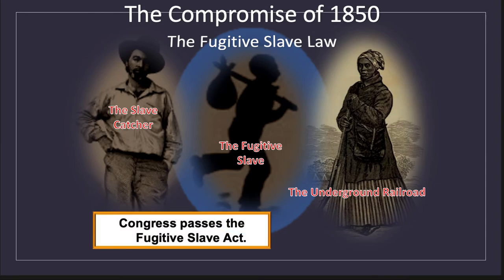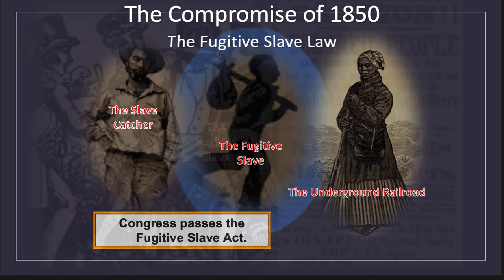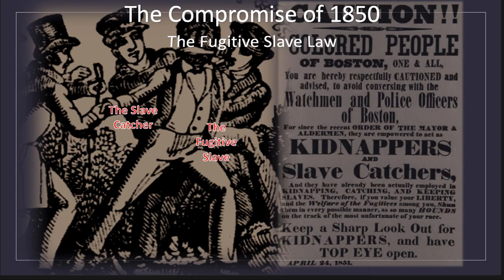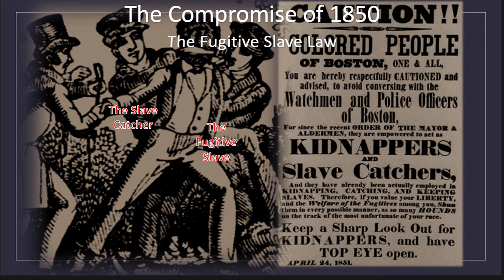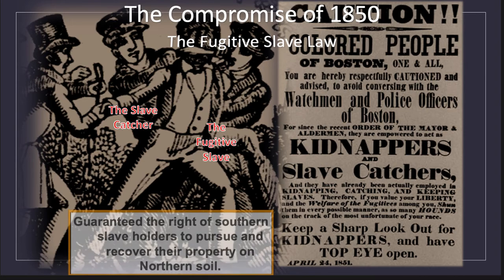The North comes to really resent these fugitive slave laws because they don't want to. A lot of the abolitionists, those wanting to get rid of slavery, like Harriet Tubman, are going to say, I don't want to be a slave catcher, but the fugitive slave laws force that to happen. We are going to see posters like this be posted in the North. Caution, kidnappers, slave catchers, keep a sharp lookout, kidnappers. They have a top eye open, they're coming to get you.